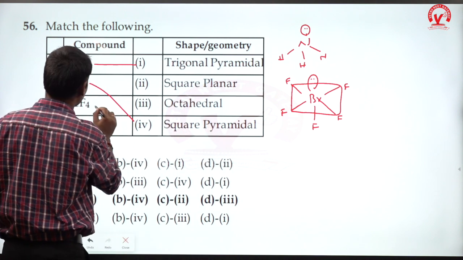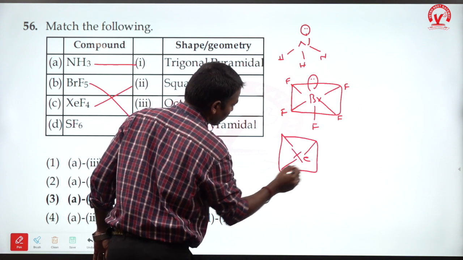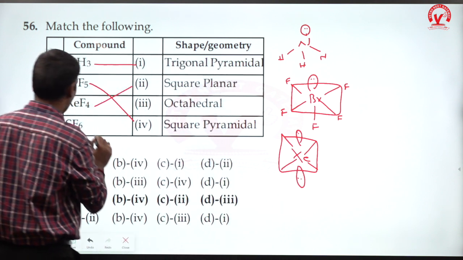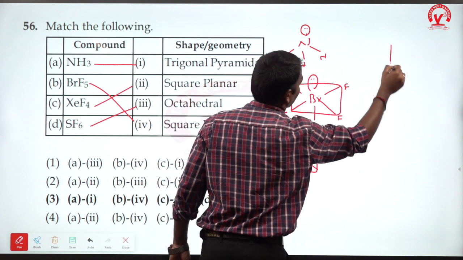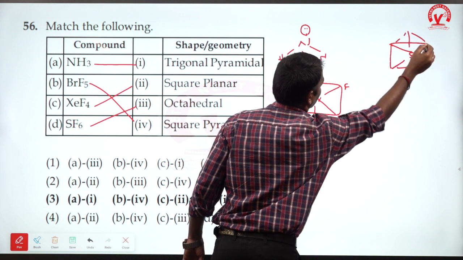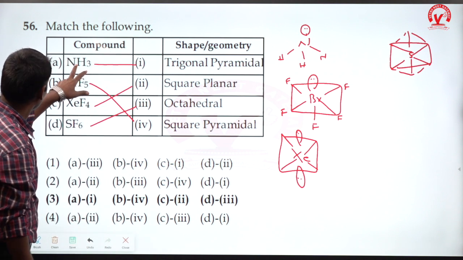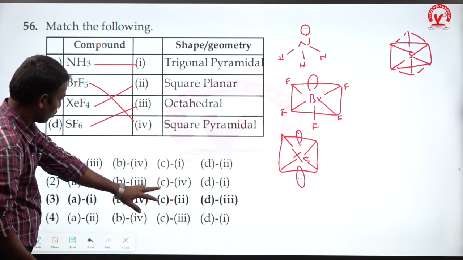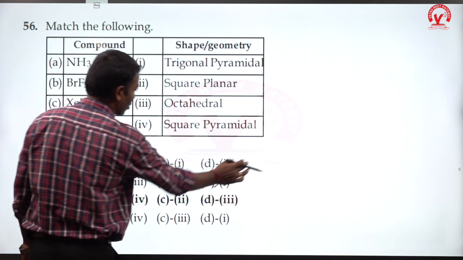XeF4 is a square planar structure. We can take it like this, a square planar structure. And SF6 is an octahedral structure; SF6 we can take like this, octahedral structure. Now we can check: A1, B4, C2, D3. Yes, option 3 is the correct answer. Then move on to the next question.